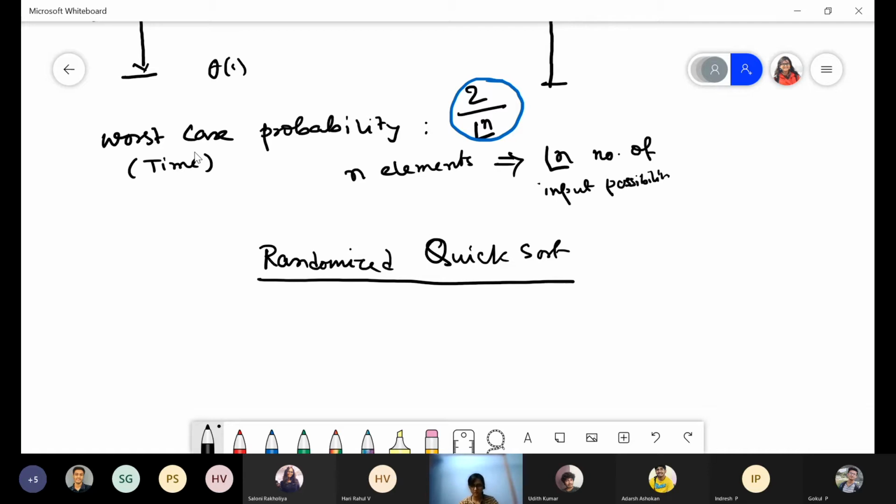If you remember what was the reason, then it is fine. Otherwise, I can just say that in case first one is we have a rare worst case possibility. For quicksort, the probability is only 2 by factorial n. That is one plus point.